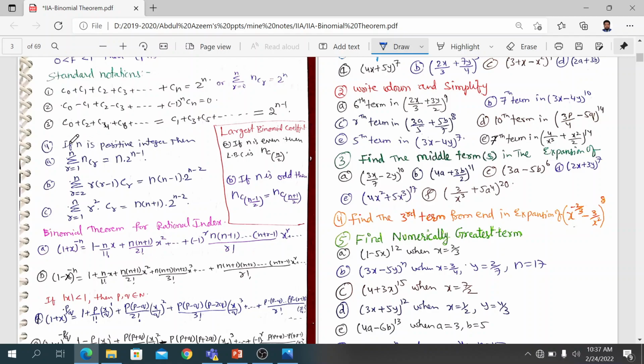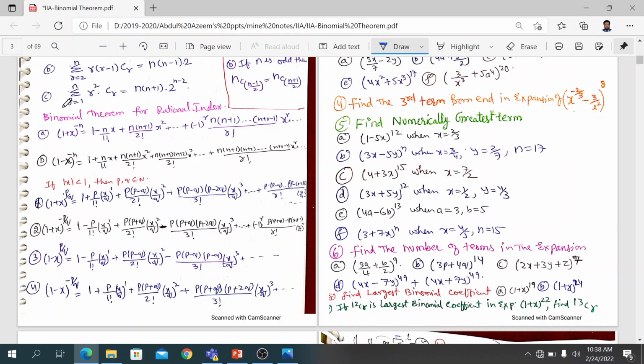Next, if n is a positive integer, then sigma r equal to 1 to n, rCr is equal to n into 2 power of n minus 1. Next, sigma r equal to 2 to n, r into r minus 1 Cr is equal to n into n minus 1 into 2 power of n minus 2. And sigma r equal to 1 to n, r square into Cr is equal to n into n plus 1 into 2 power of n minus 1. Okay.